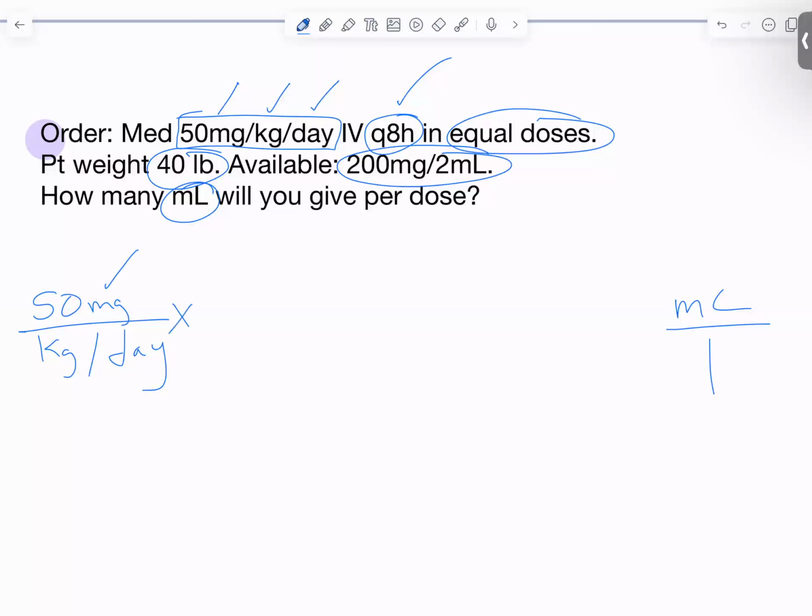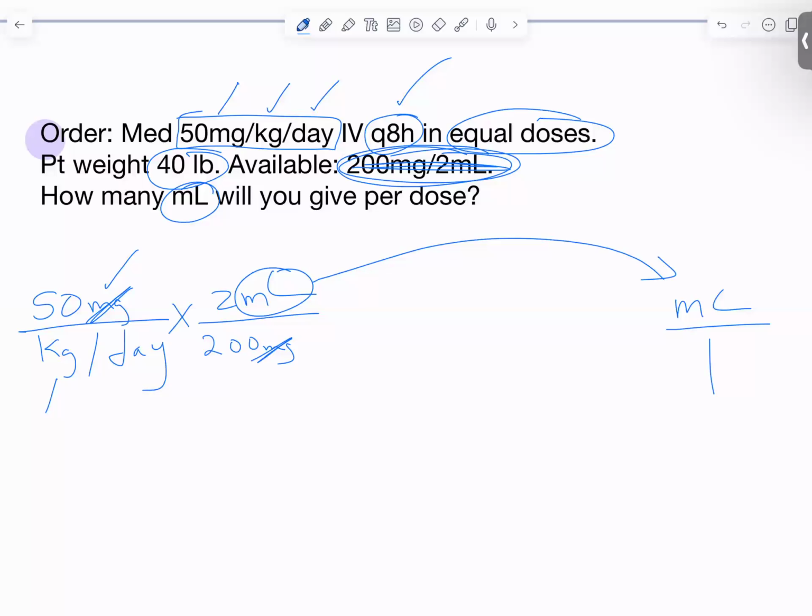How can I get rid of milligrams? I'm going to use what's in my problem, 200 milligrams in 2 milliliters. Beautiful. It crosses off my milligrams and I have my milliliters. Great. I used it. Let's get rid of kilogram. 1 kilogram is 2.2 pounds. Great. Got rid of kilograms. Why am I using that? Because the patient's weight is in pounds. So now I have 40 pounds and I put that over 1. I got rid of pounds.